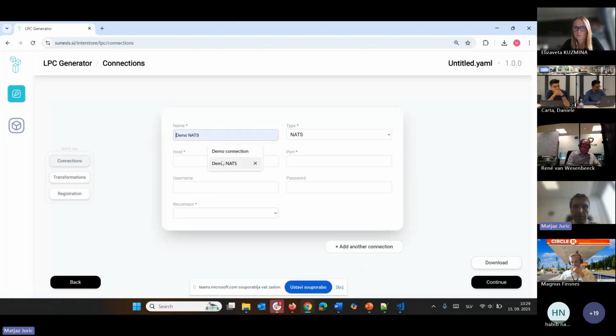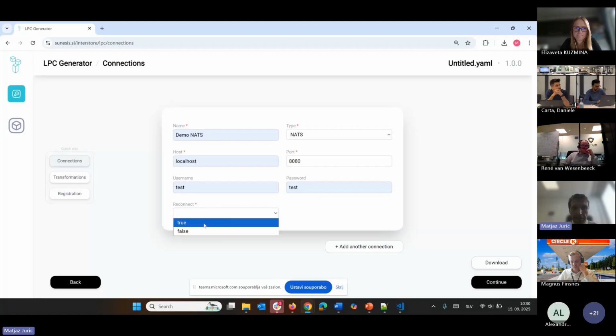So what I will do, I will basically specify a NATS connection. You have to specify a name, a type of the connection. You can see NATS, MQTT, RabbitMQ, Modbus Serial, Modbus TCP. In most cases, you will need 2 connections. One will be a NATS connection. You specify a host where your NATS server is running, the port, the username, the password for the connection, and the reconnection strategy.